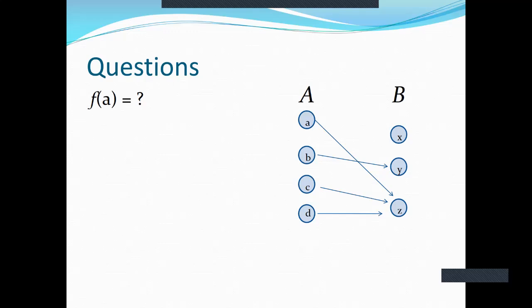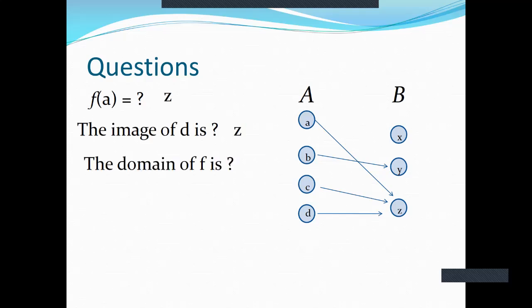So you can see A is mapping to Z. So definitely it would be Z, right? What is the image of D? Obviously D is mapping to Z, so Z is the image and D is the pre-image. So the image of D is again Z, all right?